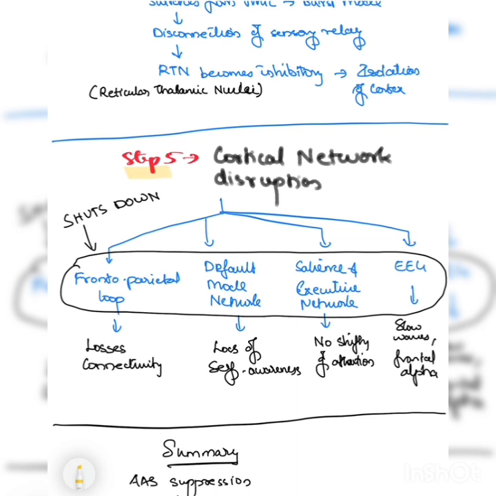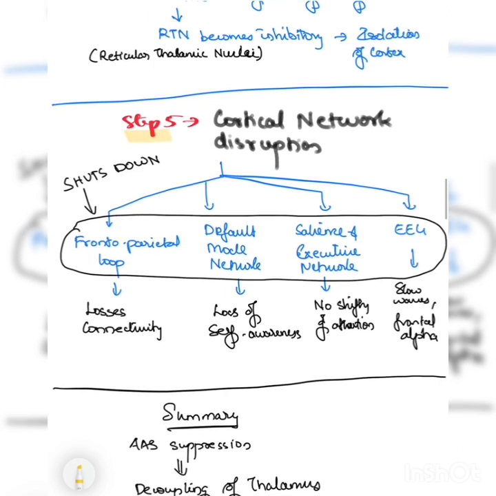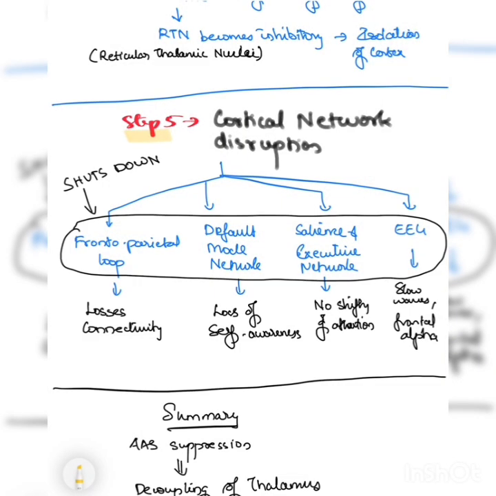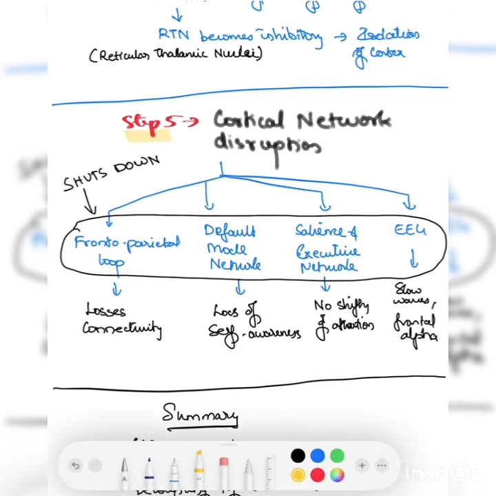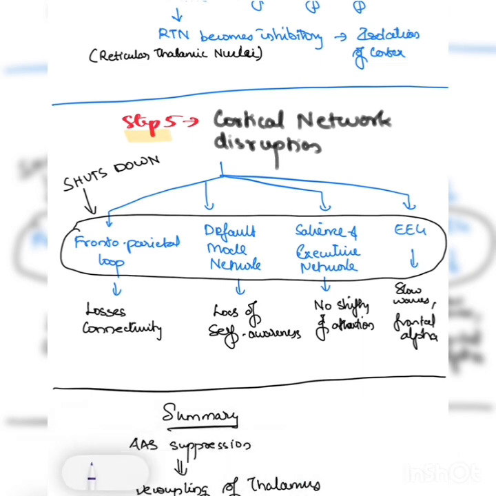So, we will now see which are the major networks that are being shut down upon action by anesthetics. Namely, they are the frontoparietal loop, default mode network, salience and executive network, and the EEG. The frontoparietal loops refer to the interconnected neural circuits between the prefrontal cortex and parietal cortex, which play a crucial role in cognitive control, attention, working memory, and decision making. These loops are part of the frontoparietal network, also known as central executive network. So, action by anesthetics upon these loops can lead to loss of connectivity.